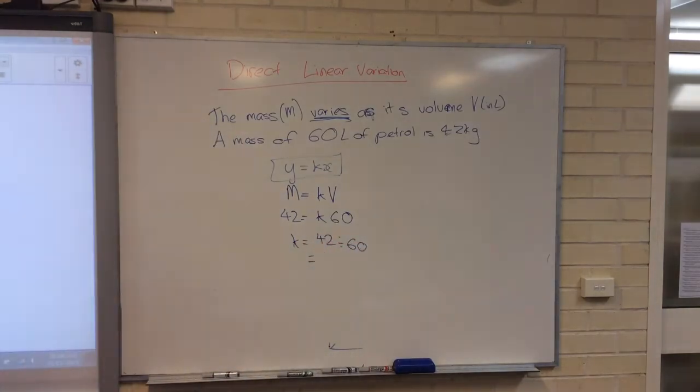You grab a calculator. A mass of 60 litres of petrol is 42 kilograms. Does that sentence make sense? Got it? It's 0.7.